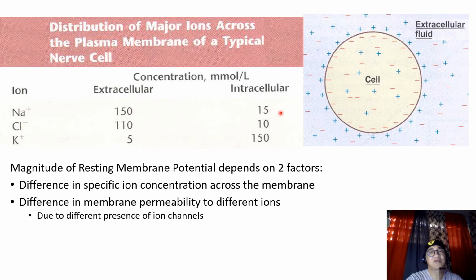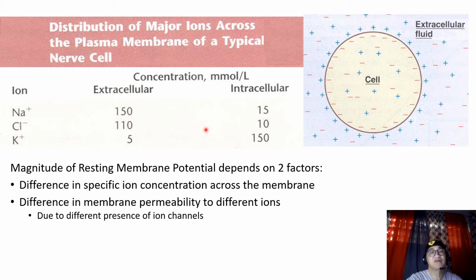The resting membrane potential of neurons is attributed mainly to two factors. That is the difference in specific ion concentration across the membrane, as shown here by this table, and the difference in membrane permeability to the different ions, due in turn to the presence of different ion channels. Usually, the membrane of neurons has more open ion channels for potassium than for sodium ions.